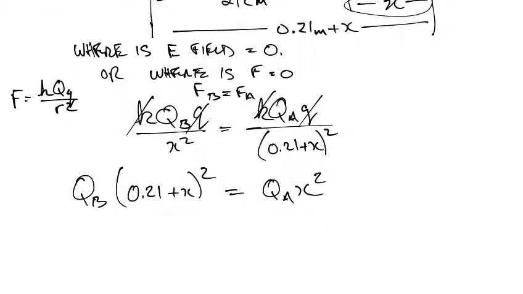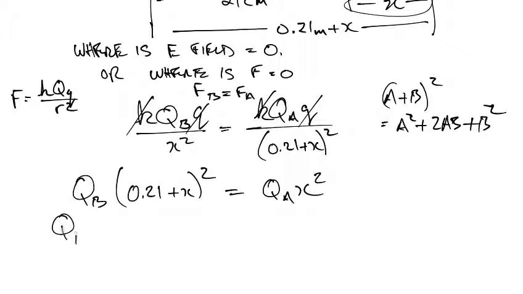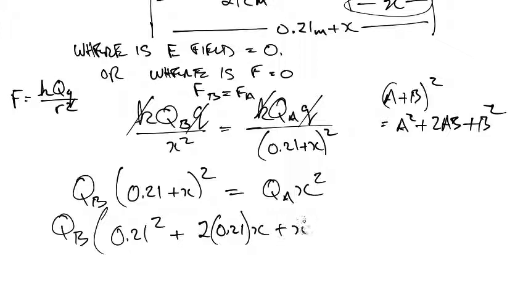Now let's expand. If you remember from math, (a plus b) squared is going to equal a squared plus 2ab plus b squared. I'm going to apply that to here. So that's going to be QB times (0.21 squared plus 2 times 0.21 times x plus x squared). That's all going to equal QA x squared.